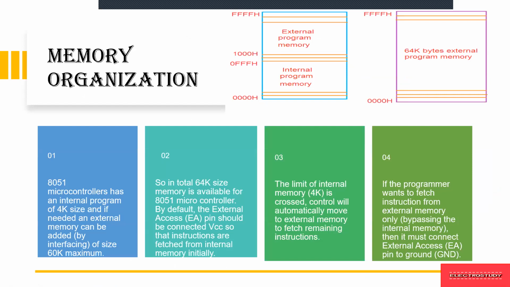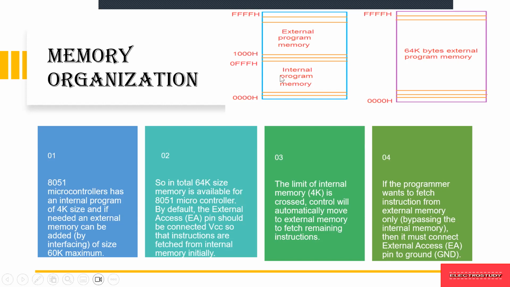This is the basic architecture. Then I'll be seeing about the memory organization. You have internal and external memory and program memory too, classified as RAM and ROM. Generally, in the 8051 memory organization, the limit of the internal memory is around 4K, so the control will automatically go into external memory to fetch all the remaining instructions. That is how it plays a role.